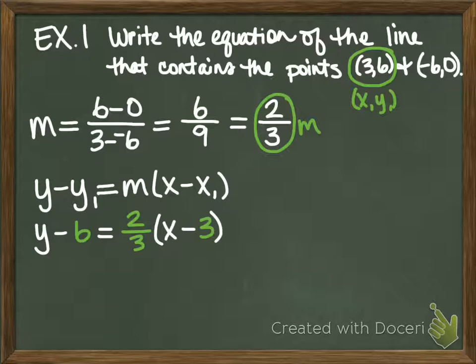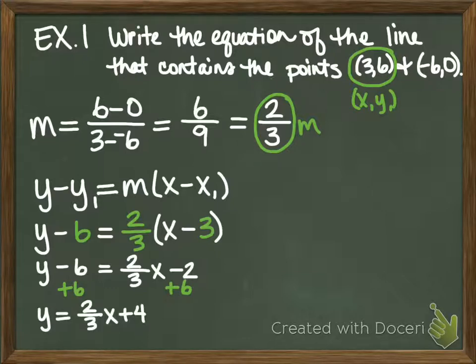To simplify, I'm going to distribute the 2/3. So y minus 6 equals 2/3 x. 2/3 times negative 3 is a negative 2. Then I want y by itself, so I'm going to add 6 to both sides. So the equation is going to be y equals 2/3 x plus 4. So this line goes through the points (3, 6) and (-6, 0). It has a slope of 2/3, and it also has a y-intercept of 4.